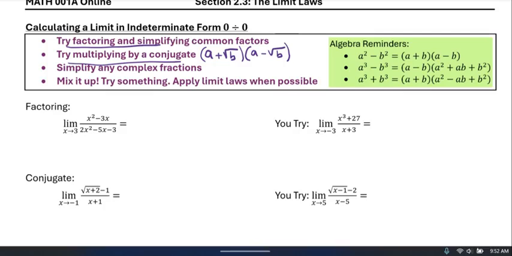And number 4 is, well, it's not a real official method, right? I just wrote mix it up. What does that mean? Try something. Do something. Don't break any algebraic rules. Just see what you can do to simplify, maybe rewrite in a different form, and apply limit laws when you can.